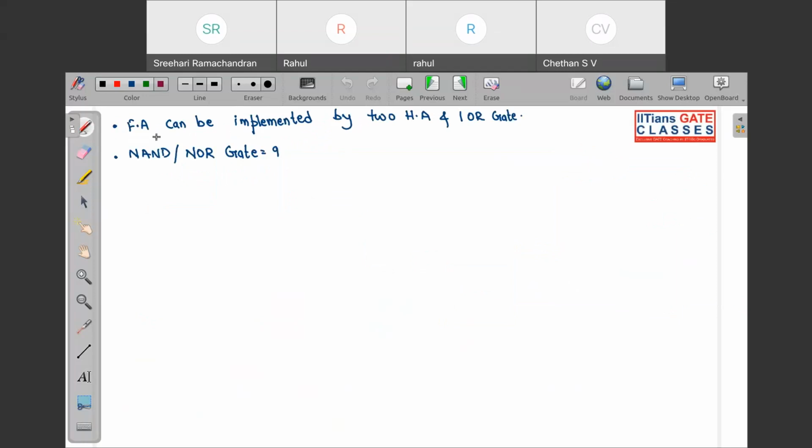Now you need to remember this also. A full adder can be constructed using two half adders and one OR gate. The number of NAND or NOR gates required for constructing a full adder is 9. For constructing a half adder, it is 5. So you need to remember this. This type of question won't be asked in the GATE exam, but it might be asked in your HL exam.